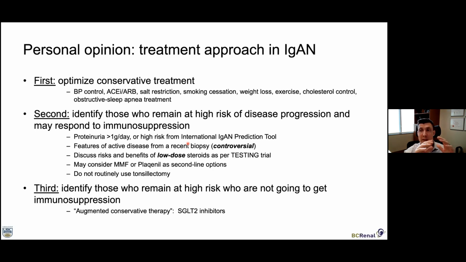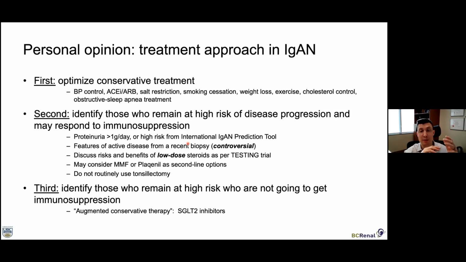When I'm done that, after let's say 6 months or so, you then want to identify people who remain at high risk of progression and in whom you think they may respond to immunosuppression. So how do I do that? Well, I look at proteinuria. Is proteinuria greater than 1 gram per day still? Or alternatively, I look at their risk of disease progression from the prediction tool. I also look at features of active disease on their biopsy. Again, underscoring the need to have a good quality, relatively recent biopsy. Now, again, this is somewhat controversial. However, there's a suggestion in the literature that some types of lesions on a biopsy may respond to immunosuppression.